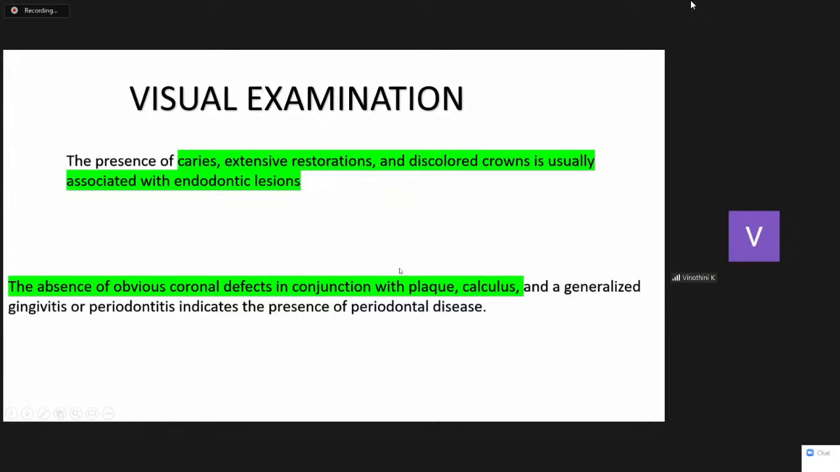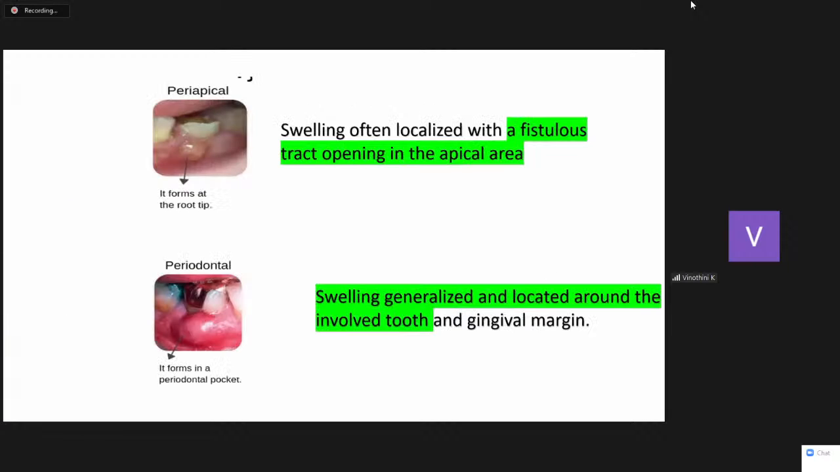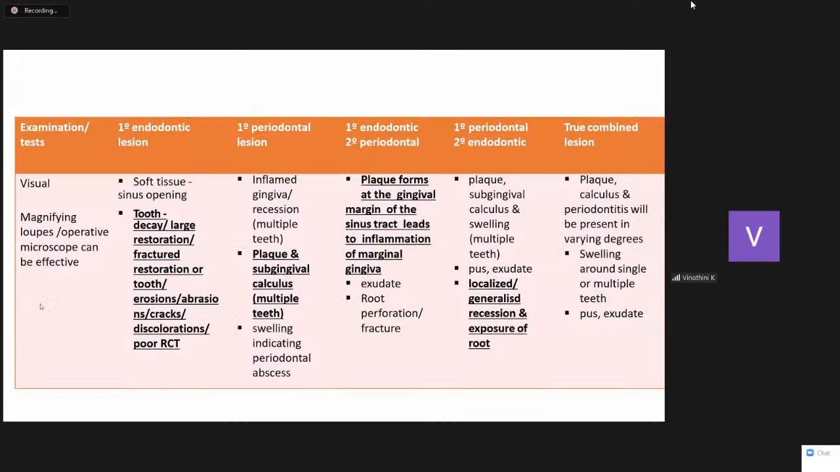Okay, if the patient comes with pain, first you ask how the pain is, and then you ask them to open their mouth and see what the defects are. Then afterwards, what will you see in your visual examination? Not only the caries, you can also see some swelling. Swelling often localized to a fistulous tract opening in the apical area. If the swelling is in the apical area, this is going to be endodontic infection. Suppose it is a generalized swelling around the involved tooth, it is going to be a perio infection. So this is based on the visual examination.